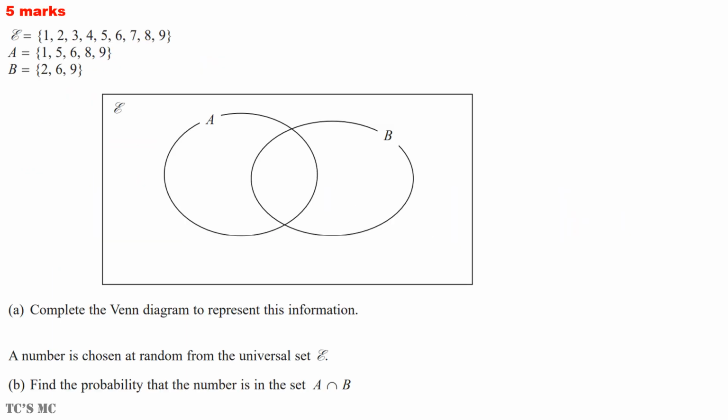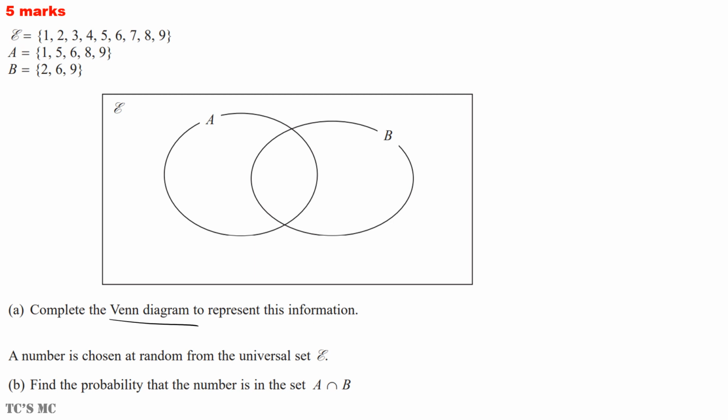A universal set has 1, 2, 3, 4, 5, 6, 7, 8, and 9. Set A has 1, 5, 6, 8, and 9. Set B has 2, 6, and 9. Complete the Venn diagram to represent this information.